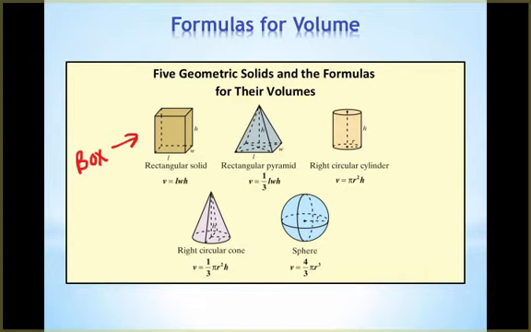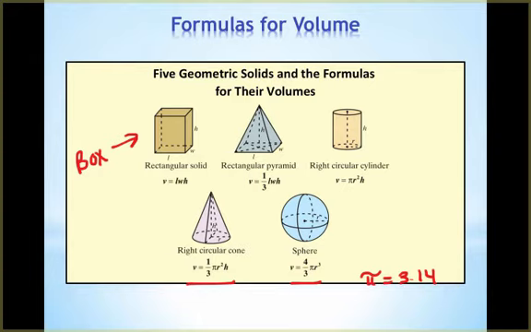height. The next thing we're going to talk about is a right circular cylinder, and to find its volume, we'll use the formula pi times the radius squared times the height. And we're still using pi to be 3.14. To find the volume of a cone, you just do 1/3 of the same formula that you use for a cylinder. So it would be 1/3 pi r squared h. And then the last thing is a sphere. To find the volume of a sphere, it's 4/3 pi r cubed.